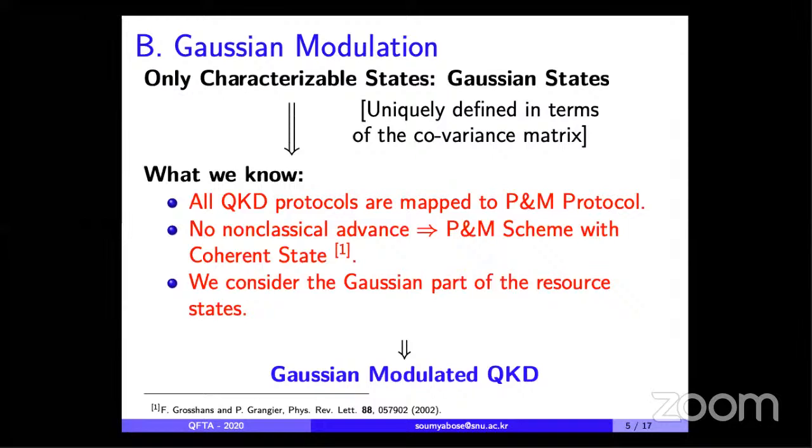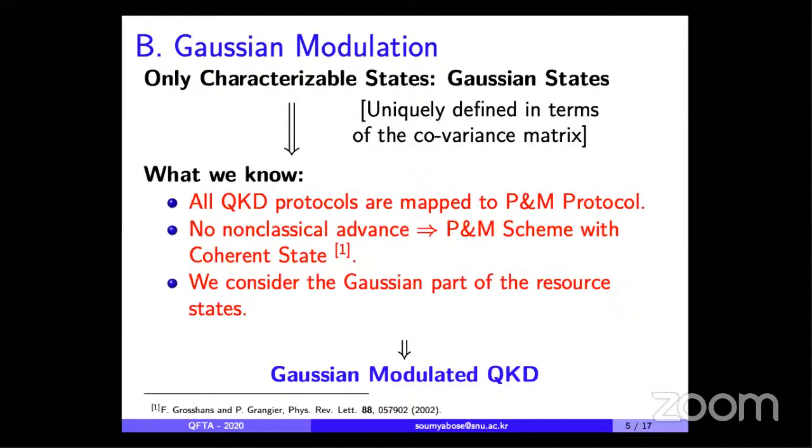Now, in particular to the CV system, you will always find this word Gaussian modulation, a Gaussian modulated key distribution. Then the natural question comes, what do we mean by Gaussian modulation? In CV systems, there are both Gaussian and non-Gaussian systems. That means the states or the systems for which the Wigner distribution is a Gaussian or not. Luckily or unluckily, we can characterize only the Gaussian states, uniquely defined in terms of a second order correlation matrix called the covariance matrix.